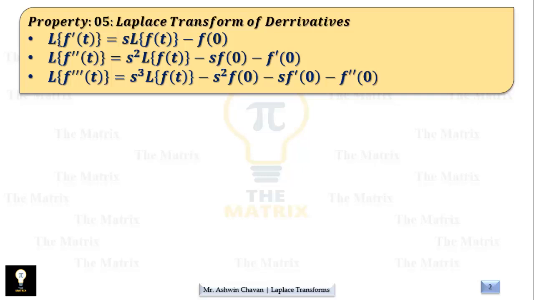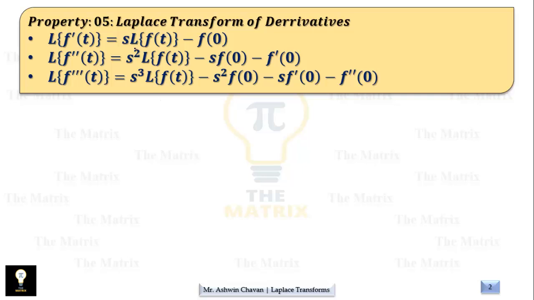So here Laplace of f dash of t is nothing but s into Laplace of f of t minus the function's value at t equal to 0, that is f of 0. Similarly, Laplace of f double dash of t is nothing but s square into Laplace of f of t minus s f of 0 minus f dash of 0. Similarly, the Laplace of f triple dash of t can be obtained.